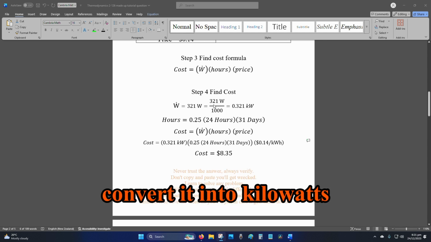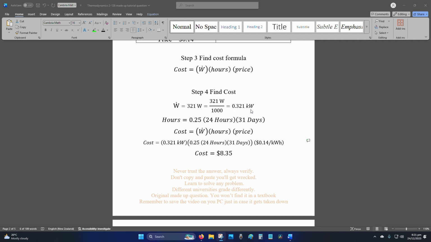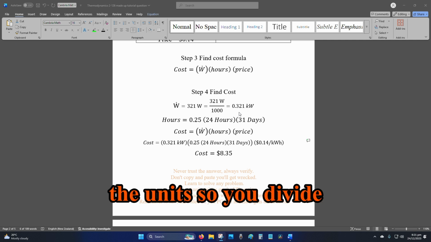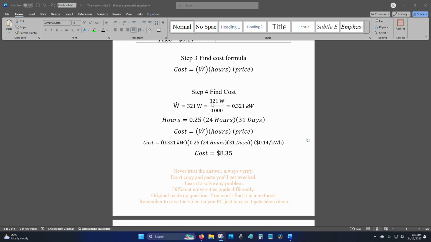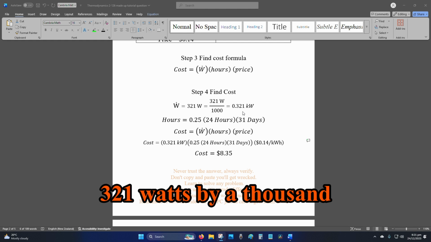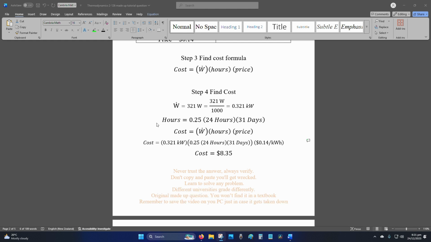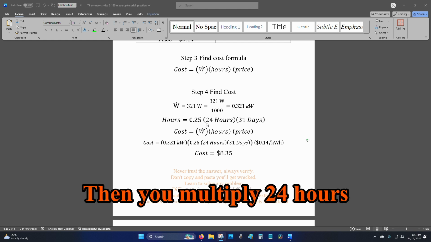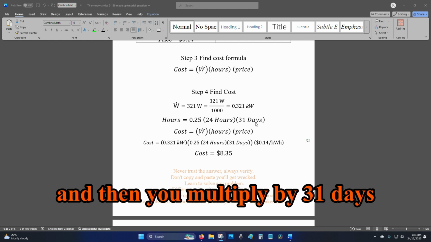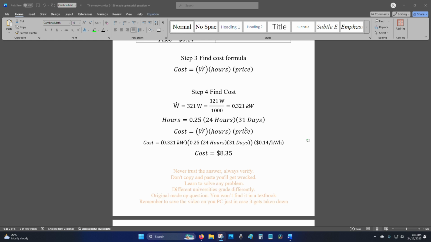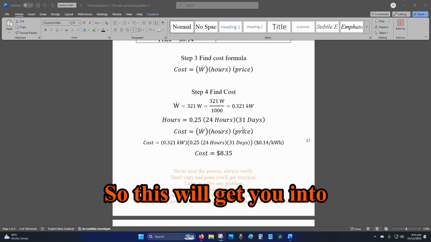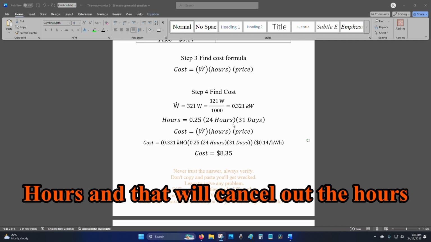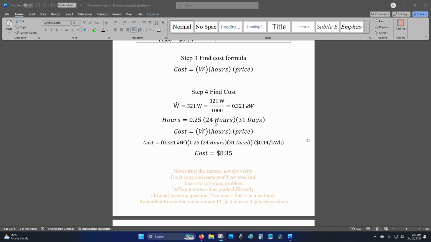Note that we need to convert it into kilowatts so we can cancel out the units. So you divide 321 watts by 1,000. For the hours, you multiply that 1/4. Then you multiply 24 hours, and then you multiply by 31 days. So this will get you into hours, and that will cancel out the hours and the kilowatts as well.